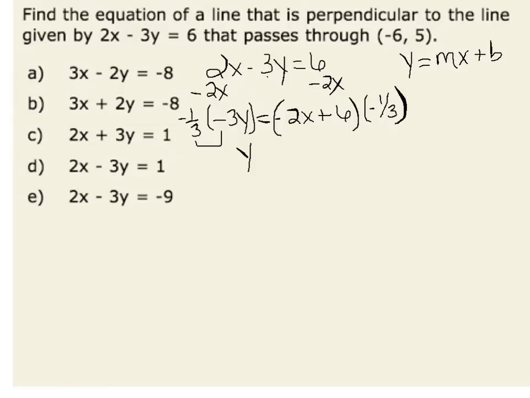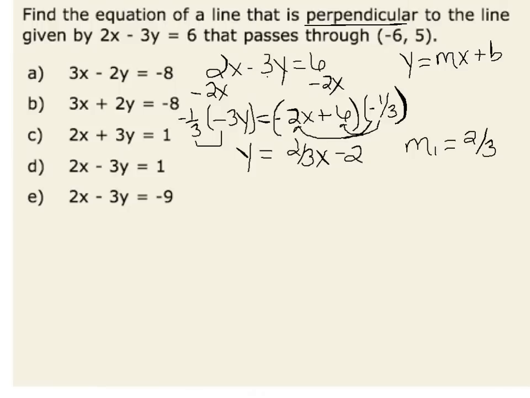To simplify the right-hand side, I'm going to use the distributive property. I have negative 1/3 times negative 2x, which gives me positive 2/3 x. I also have negative 1/3 times positive 6, which is equal to negative 2. Therefore, the equation of my given line is y equal to 2/3 x minus 2. This tells me the slope of my original line, we will call that m1, is equal to positive 2/3.